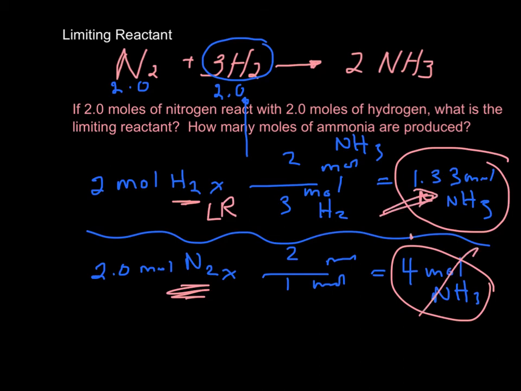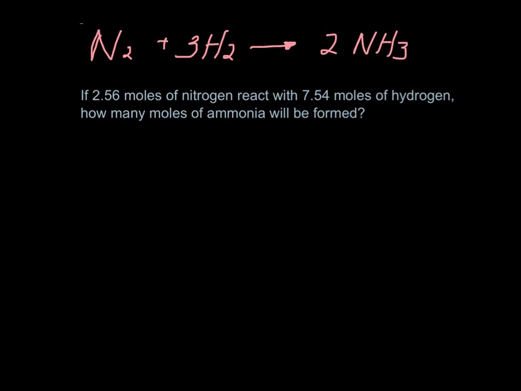Okay? This is not true. That's not going to happen. Okay, so you can start with each amount and figure out how much product each would make, and just choose the smaller one. Limiting reactant takes a little more time, but it's not particularly difficult.